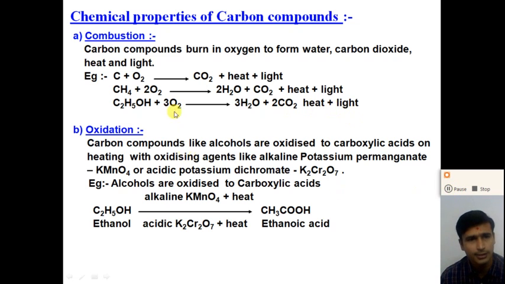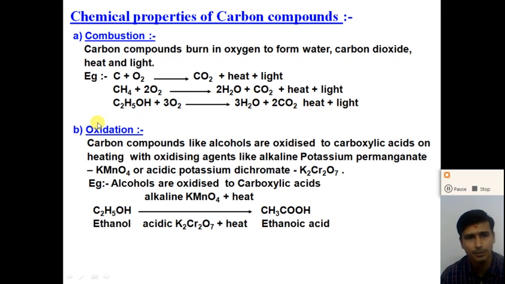So dear student, understand the first chemical property of the carbon compound, combustion. When the carbon compound burns in the presence of oxygen, it gives water, carbon dioxide, heat and light. We can take any of the carbon compounds which we discussed previously, right? Alkane, alkene or alkyne, or any functional group, ethanol, methanol, or any carbon compound burns in the presence of oxygen and gives water, carbon dioxide, heat and light, right?